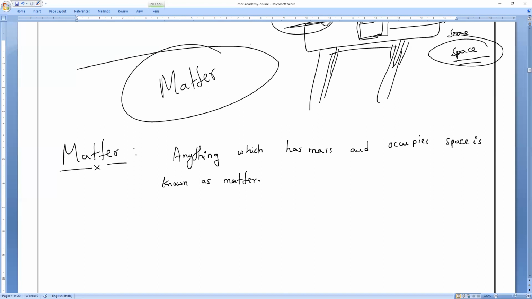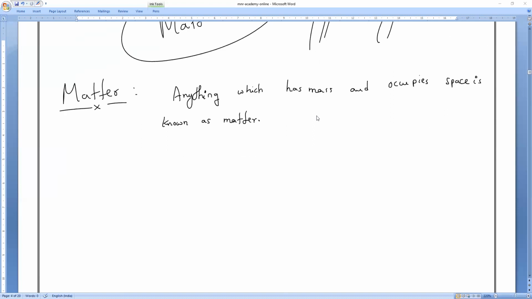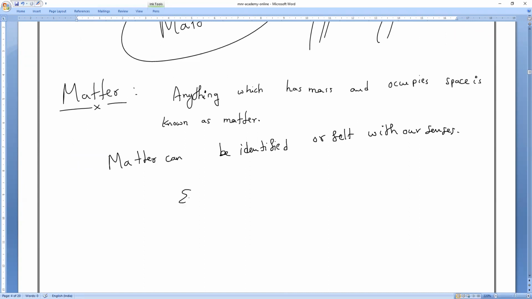We cannot see the air, but can we feel the air or not? Every matter is not visible to us, and every matter is not identified by us. Some matter we can identify, and some we feel with our senses. Do you all understand, everybody? That is what you have to remember. Matter can be identified or felt with our senses. What is the example? Air. We cannot see air. Okay, Rakishore?